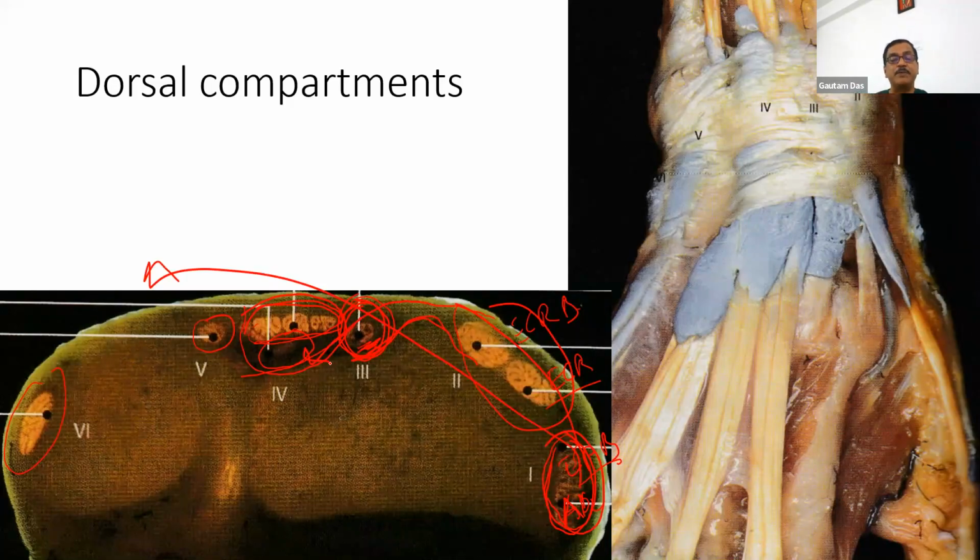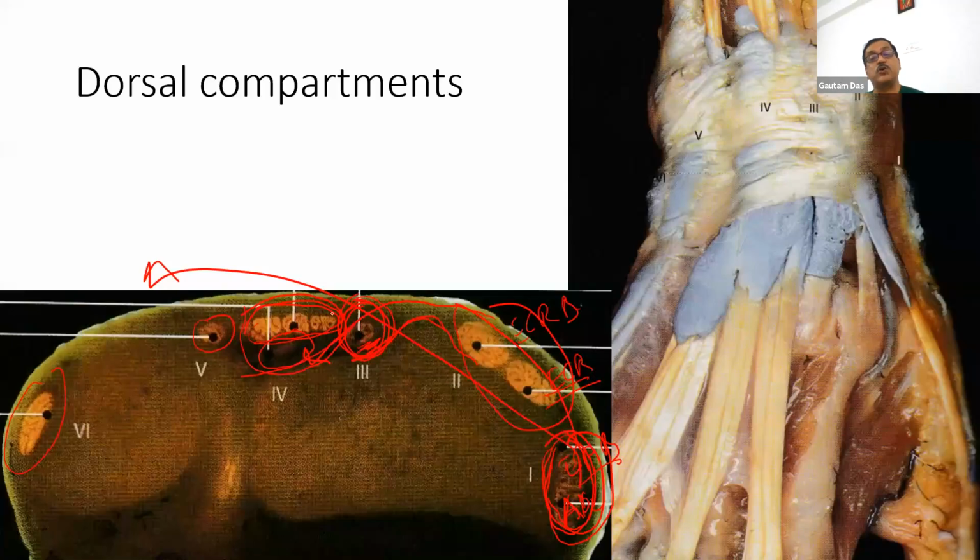So again, let us recapitulate. The extensor compartments are six. First compartment: abductor pollicis longus and extensor pollicis brevis. As I told earlier, these are the deep extensor muscles, so ultimately they'll be crossing the other superficial muscles and going deep into the forearm. Then the second compartment: extensor carpi radialis longus and extensor carpi radialis brevis. They'll be going straight and will be inserted into the second and third digits, whereas this one will be coming into the second.